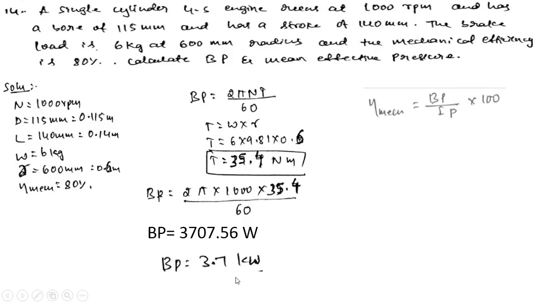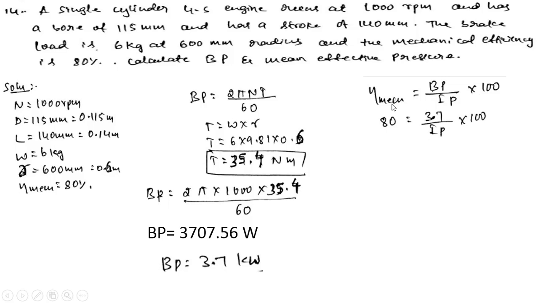By making use of this BP, we can calculate IP by using the mechanical efficiency formula. Mechanical efficiency is equal to BP by IP into 100. Here mechanical efficiency is 80% they have given, BP is 3.7 kilowatt, IP is to be calculated, into 100. So simplify this, you will get IP as 4.63 kilowatt, and then mean effective pressure is to be calculated.